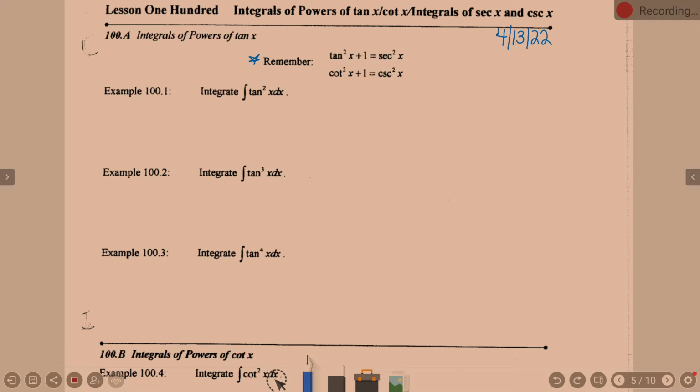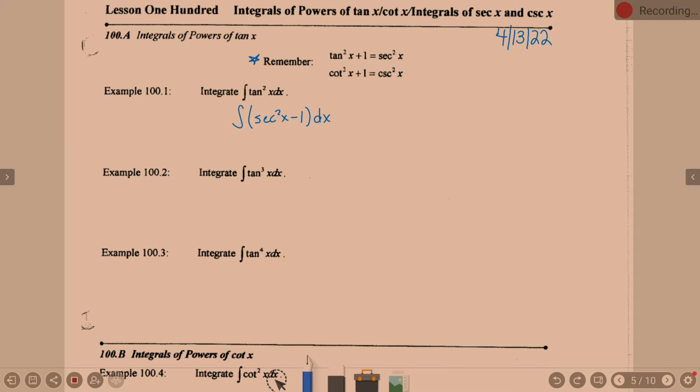Okay, take tangent squared, and what can tangent squared be replaced with? Secant squared x minus 1. So let's start there. So the integral of tangent squared x is going to become the integral of secant squared x minus 1 times dx. Well, I think we can integrate that. Think we can integrate that?